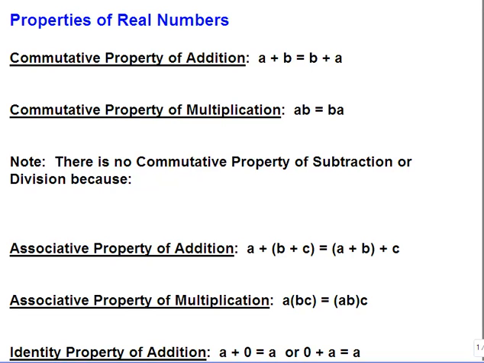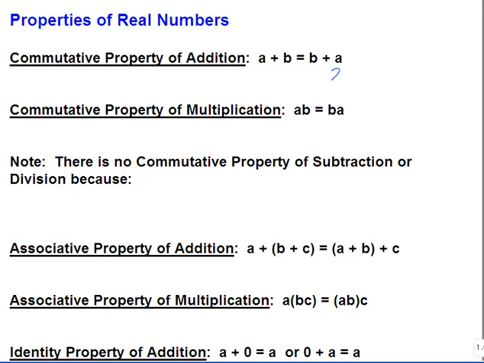The first property that we're going to talk about is the commutative property, and there's a commutative property of addition and also a commutative property of multiplication. What the commutative property of addition says is that we can add two numbers in any order. So a plus b equals b plus a. In addition to that, there's a commutative property of multiplication which says that we can multiply in any order as well. So a times b equals b times a.